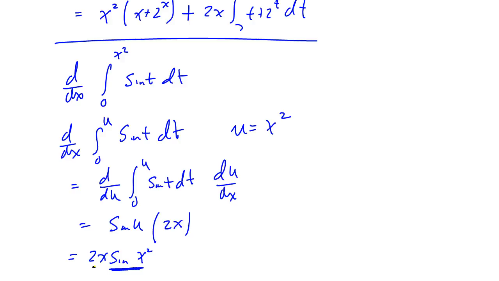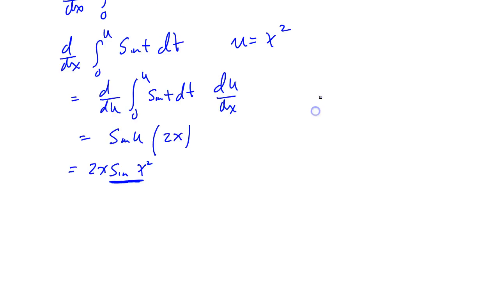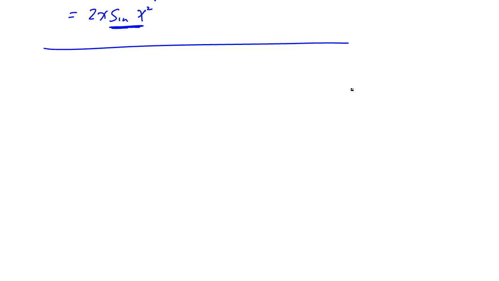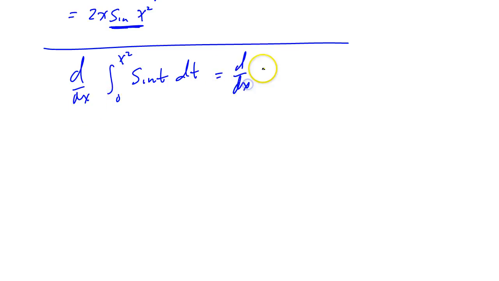Now I said I was going to do this two ways, and I will, right? So let's do this one again. We've got the derivative with respect to x of the integral from 0 to x squared of sine t dt. The thing is, I can actually figure out what this function is before I take the derivative. So I'm not taking the derivative yet. I'm going to figure out what this function is.